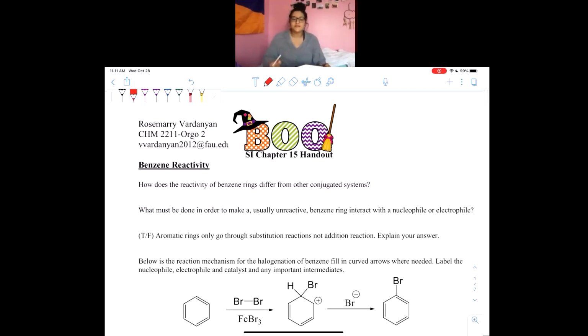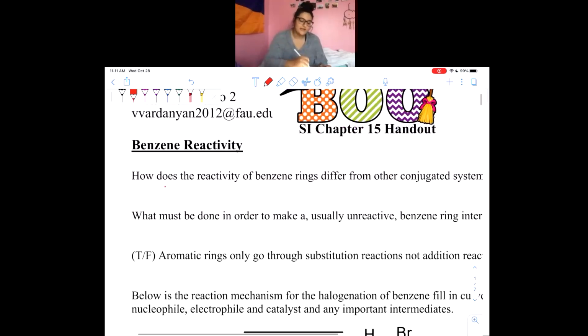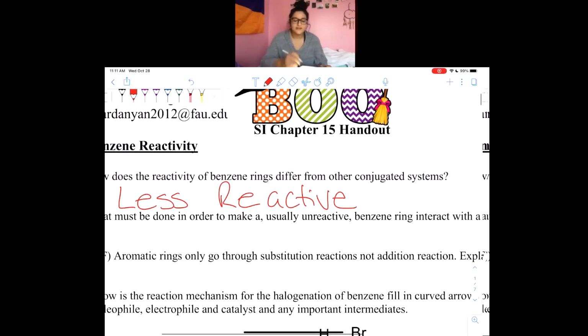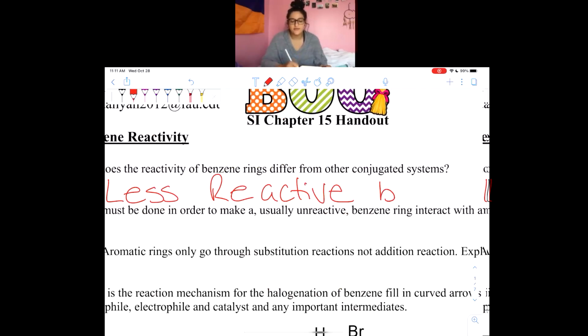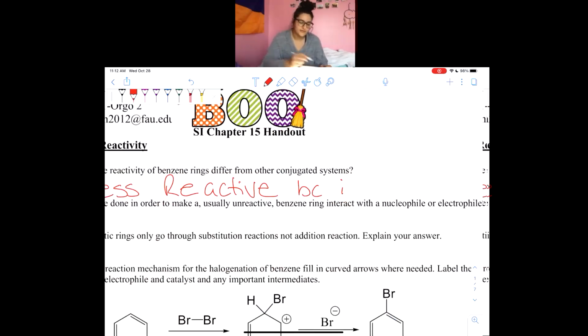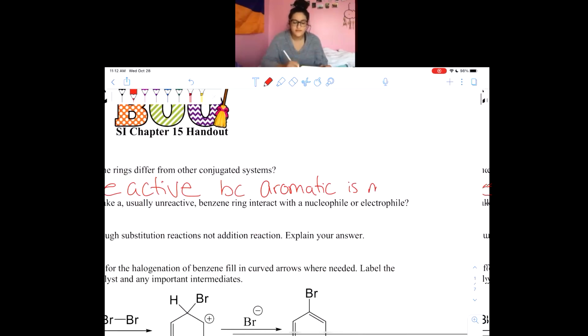Okay, so yes, you guys are correct. It is less reactive, and that is because it is more stable. Actually, I'll be more specific than that: because aromatic is more stable.